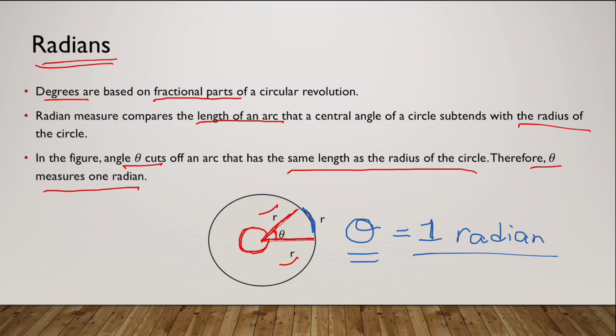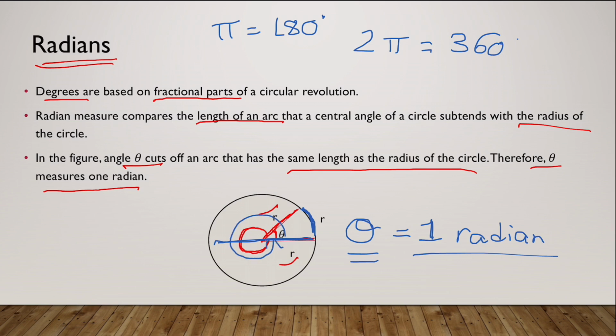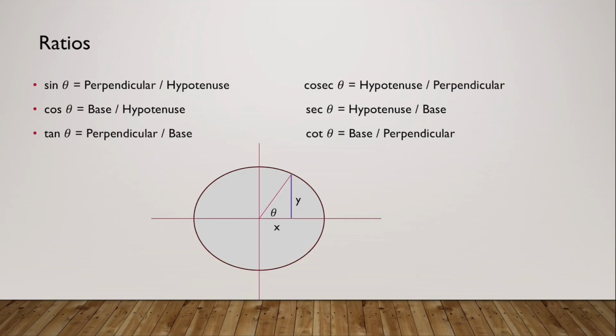And we know that pi radians will be 180 degrees, which is half a circle. And when I say 2 pi radians, it'll be 360 degrees, which will be the full revolution. The only thing for you to remember is this relation: pi radians is equal to 180 degrees. Let's move ahead. I hope that was quite clear to you.